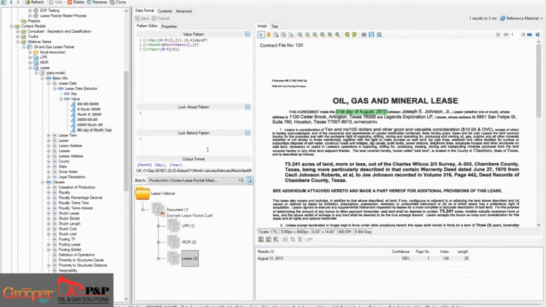So this is regular expression, and then we've specified an output format so that it's styled the same for me. But you'll notice I then converted that styling to 8/31/2013 after pulling out August 31st, 2013.